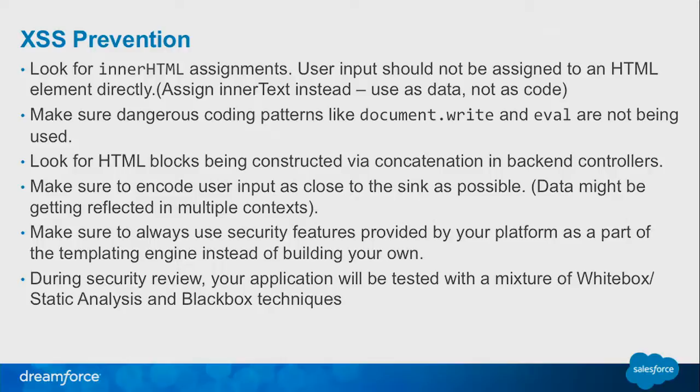Are you going to go and find all of those encoding functions in your whole code base and change them? Well, probably not. You're going to miss some, and then that part of your application is going to be vulnerable to XSS. During security review, we use a mixture of white box, static analysis, and black box techniques to find all of these anti-patterns, to find instances like this. So this is usually the first pass of the kind of issues that we're looking for.